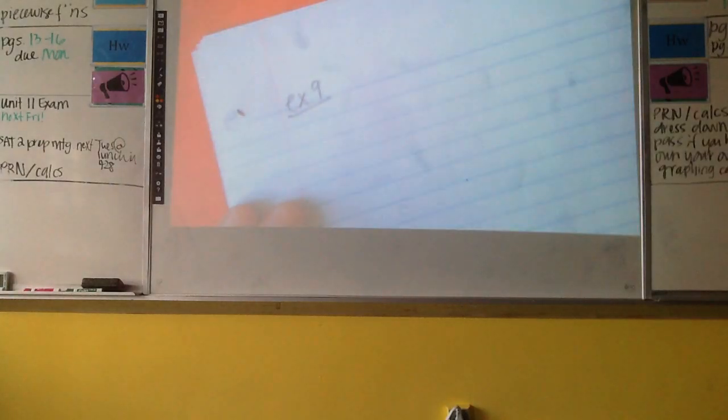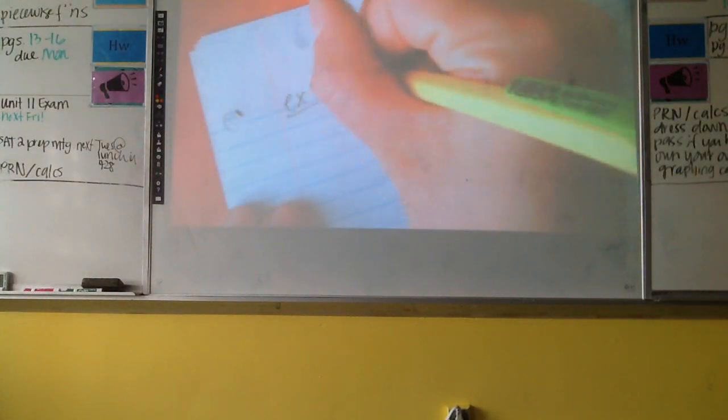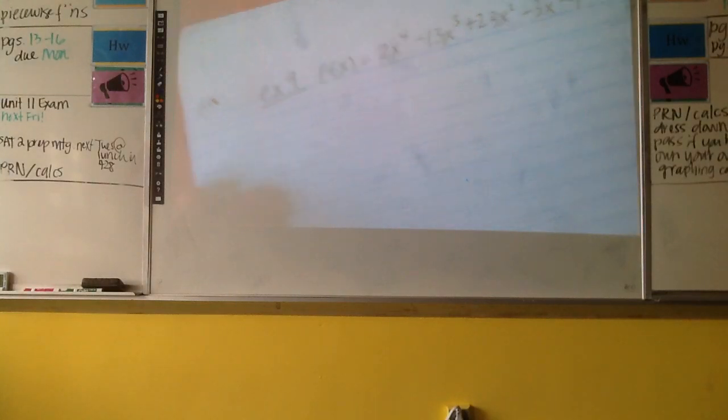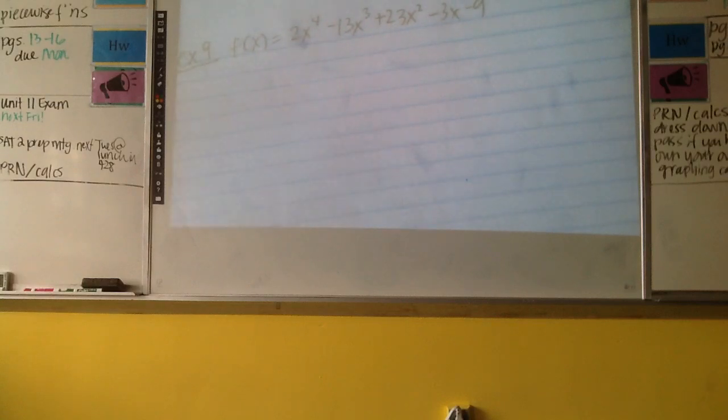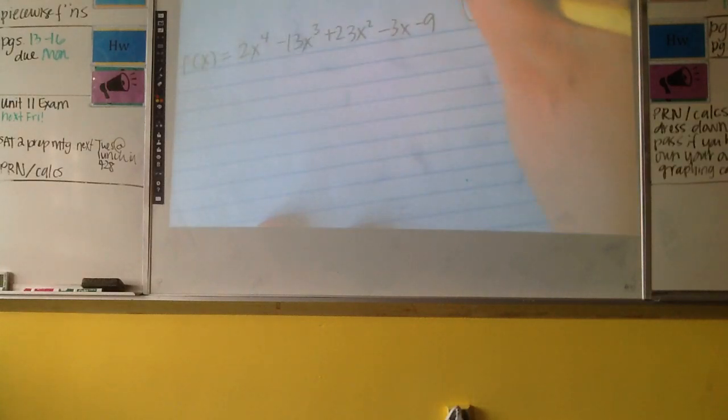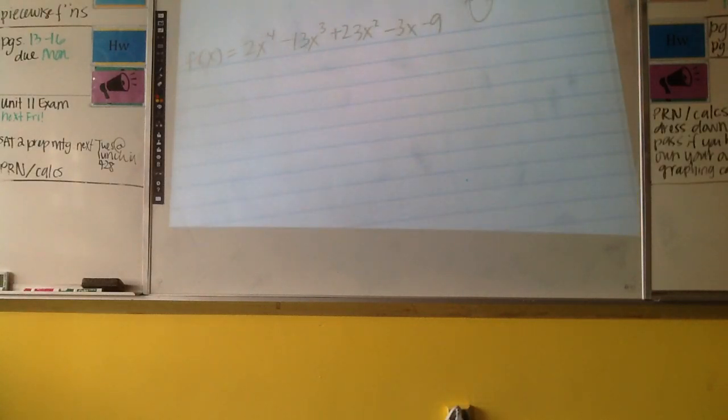Example 9. What if we were trying to sketch this polynomial, 2x to the 4th minus 13x cubed plus 23x squared minus 3x minus 9? I'm looking at this. I realize it's a 4th degree polynomial with leading coefficient positive 2. I know its end behavior is going to look like this. But unless I have another hint, I don't know how to factor this.